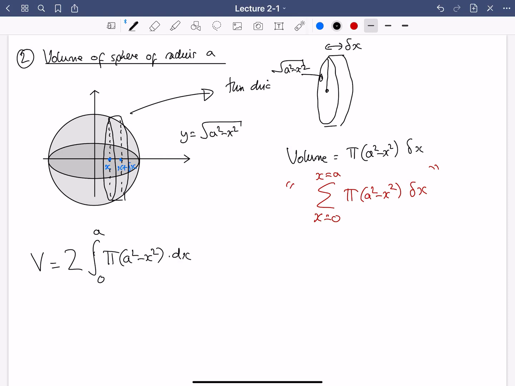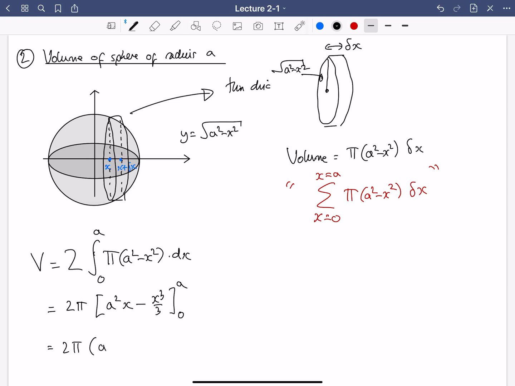And this is rather an easy integral this time. I don't need to do anything fancy. What have I got? I've got 2 pi. I've got to find an antiderivative of a squared, which is a squared x. And I've got to find an antiderivative of x squared, which is x cubed over 3. And then I've got to evaluate between 0 and a. But plugging in 0 everywhere gives me 0. So I've really just got to evaluate at a.